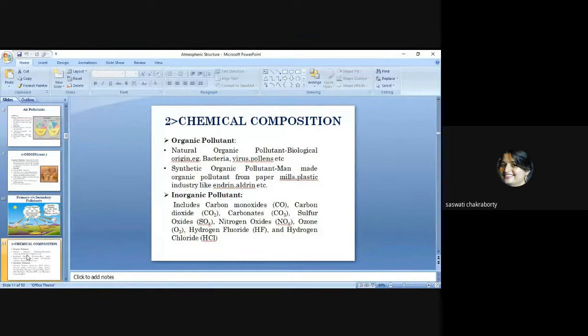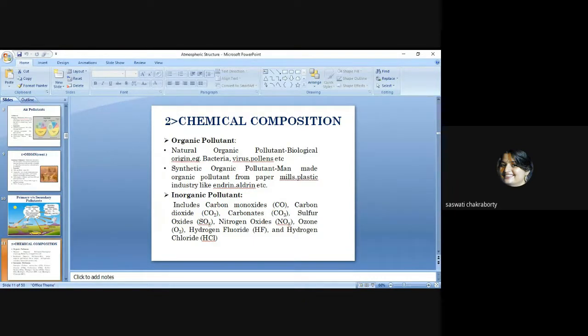Now, depending on the chemical composition, pollutants are classified as organic and inorganic. Natural organic pollutants are viruses and bacteria. Now, I know somebody may ask me about coronavirus, considering this virus. Okay, we'll discuss it later in the slide, not now.